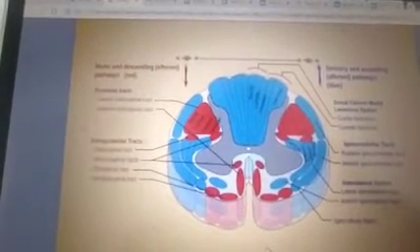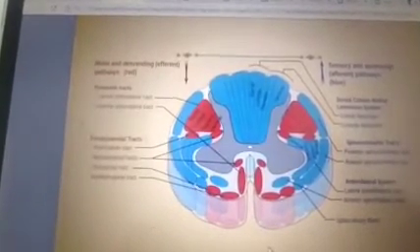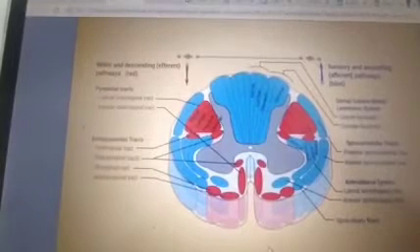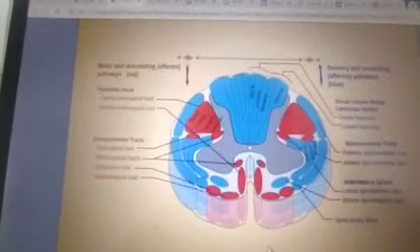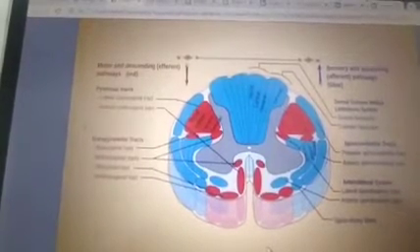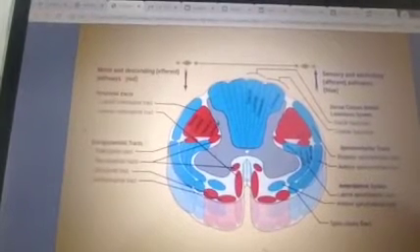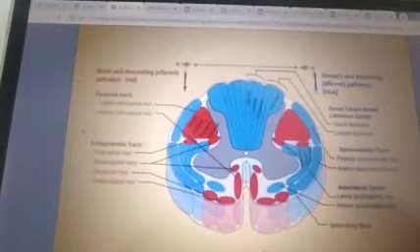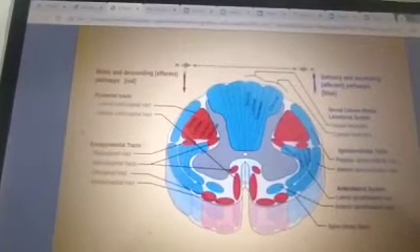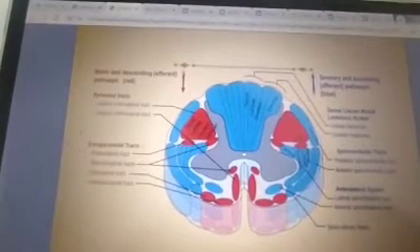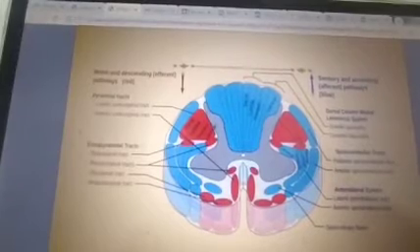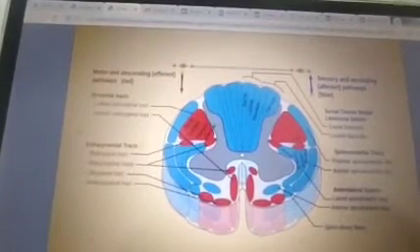Now if you see the spinocerebellar tract, lateral spinothalamic tract, and anterior spinothalamic tract, and in the case of extrapyramidal areas, we can see the rubrospinal tract just beneath the lateral spinothalamic tract on the left side of the diagram.